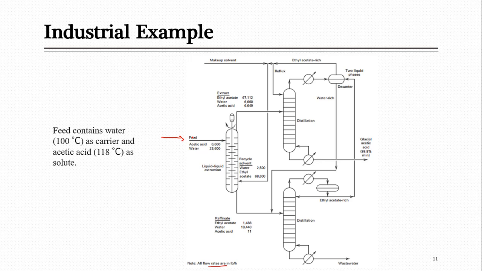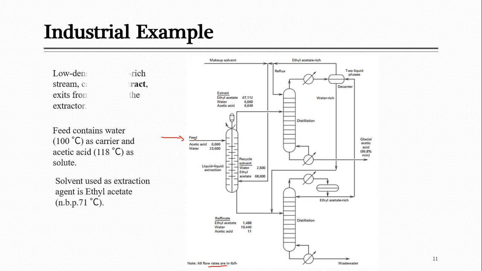So next, when you have to remove this acetic acid from water, you are going for the extraction process, liquid extraction. So what you will need here is some solvent. We have to bring some solvent in contact with this feed. The solvent used here is ethyl acetate. From where we are introducing it, from here you can see this recycled solvent that contains the water and ethyl acetate.